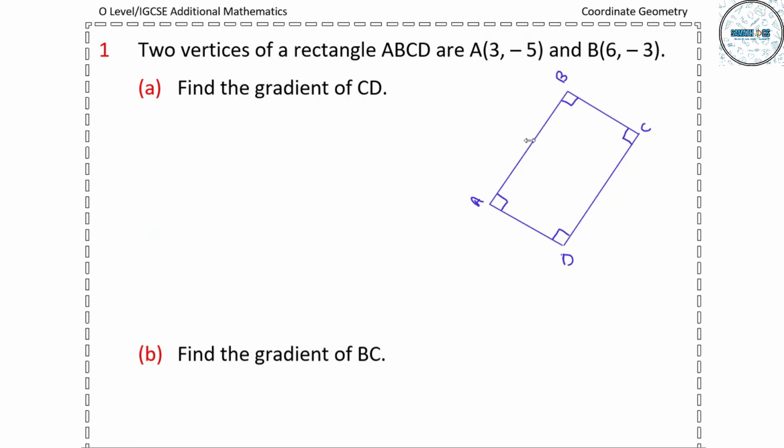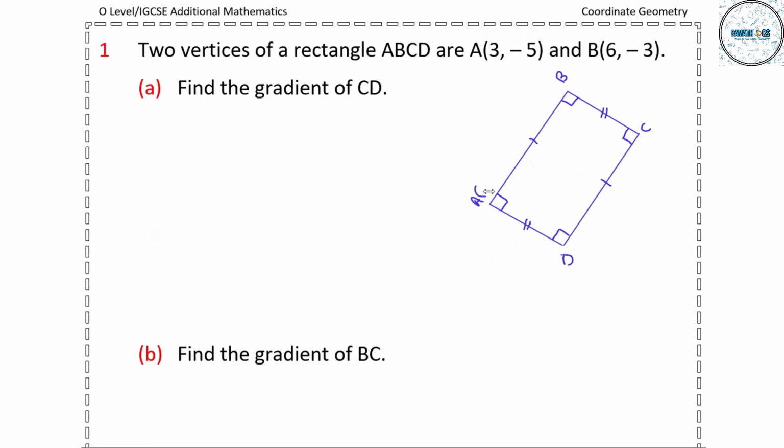We know AB is parallel to CD and BC is parallel to AD and they are equal in length as well. AB is perpendicular to BC, BC is perpendicular to CD and CD is perpendicular to AD. We have to find out the gradient of CD.